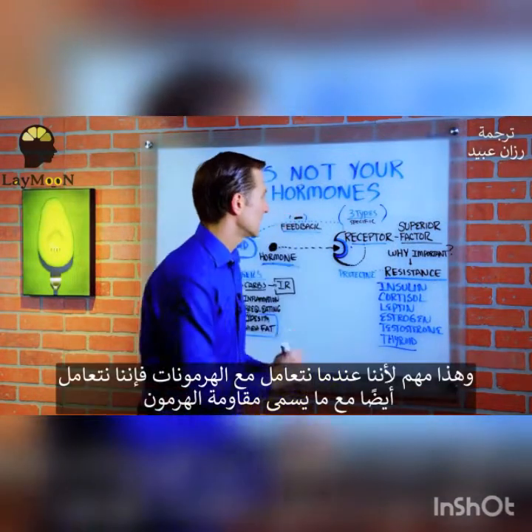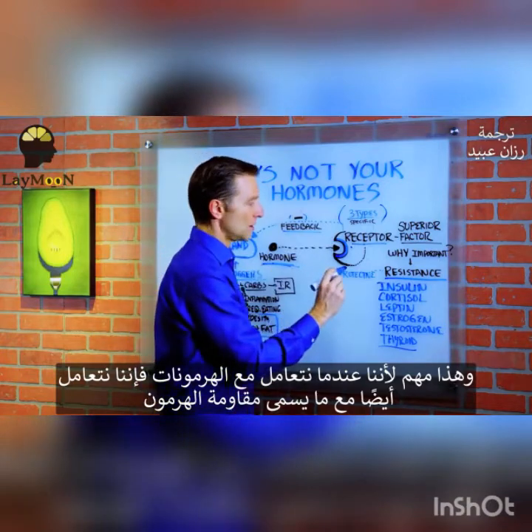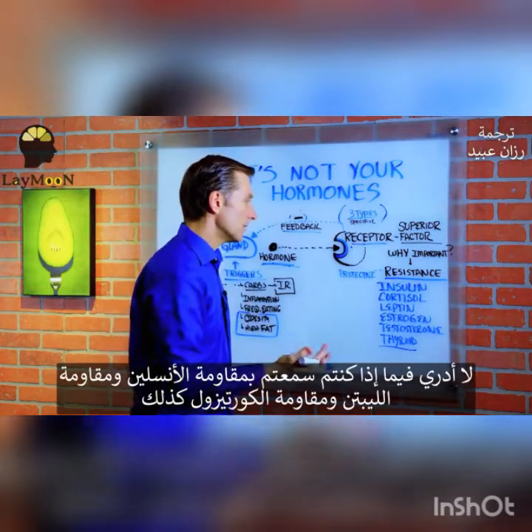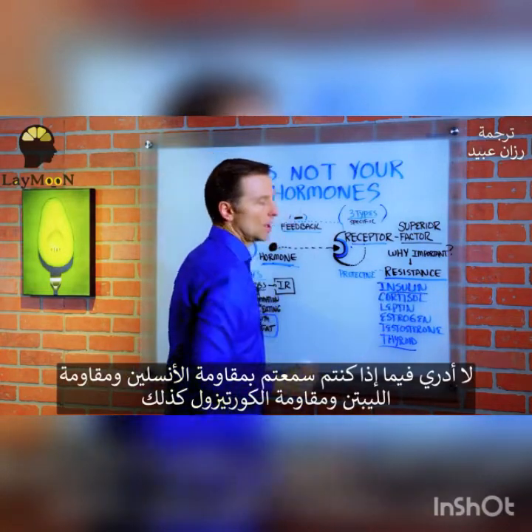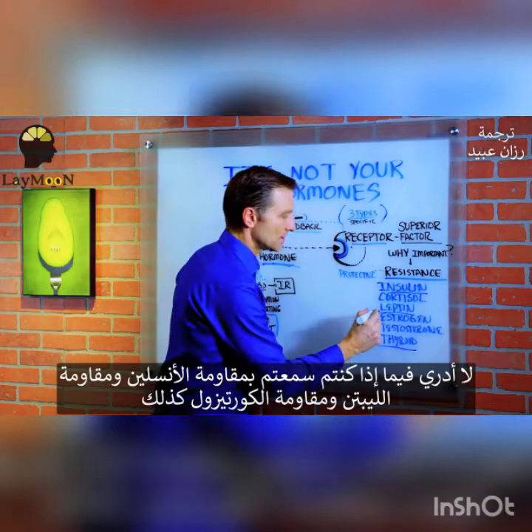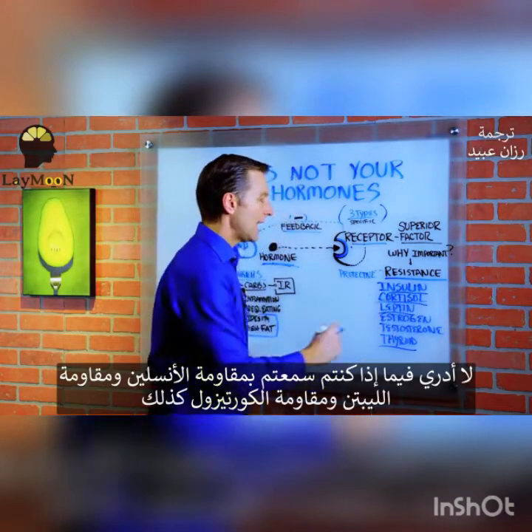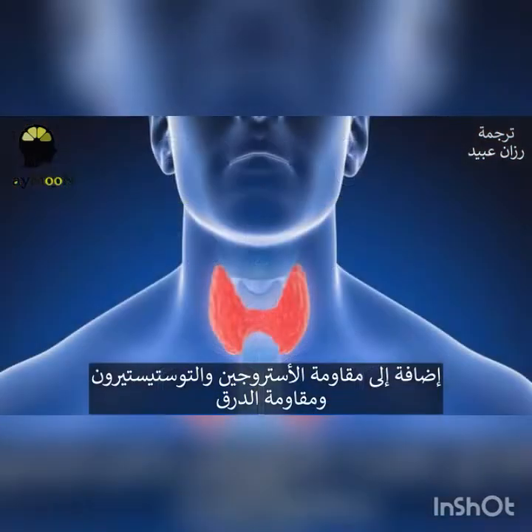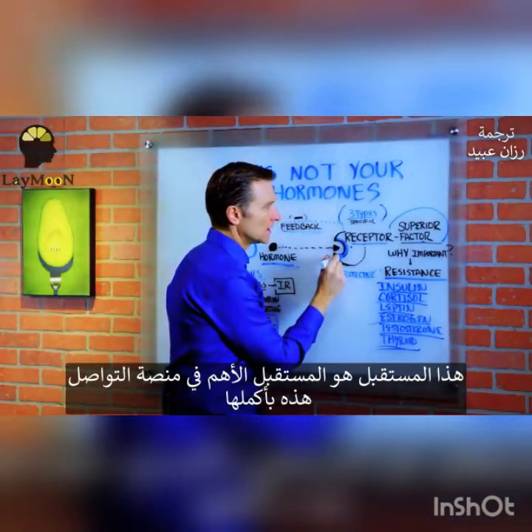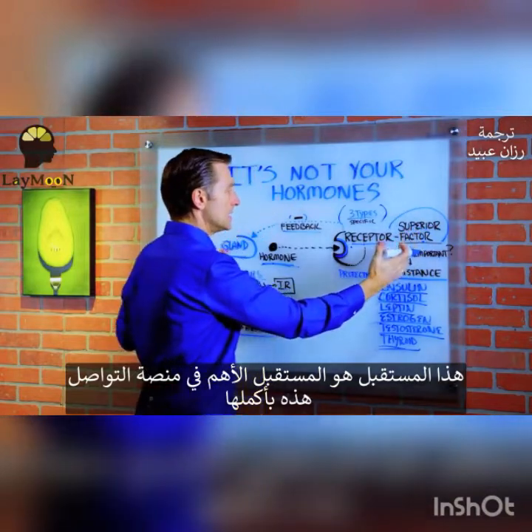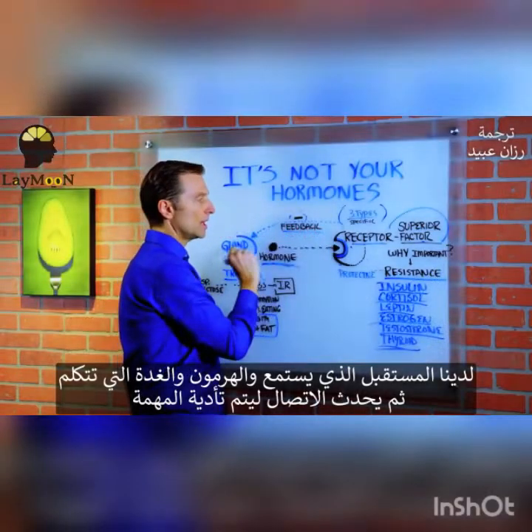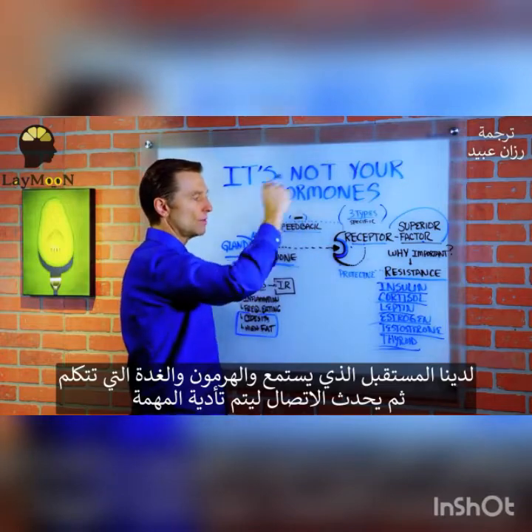Now, why is that important? Because when we deal with hormones, we're also dealing with something called hormone resistance, okay? I don't know if you ever heard of insulin resistance. Well, there's also leptin resistance, cortisol resistance, estrogen resistance, testosterone resistance, and even thyroid resistance. This receptor is the superior thing in this entire communication platform. So we have the receptor over here that's listening, and then the hormone from the gland is talking, and they connect, and we have this whole normal function.